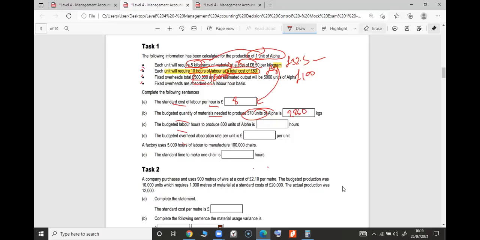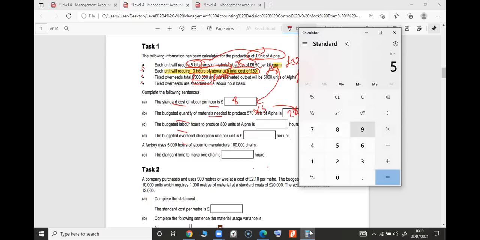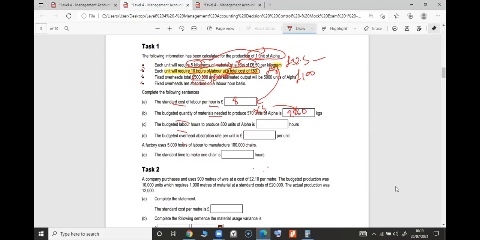It's just 570. If each unit takes 5 kg, 5 times 570 equals this. You can try it on your calculator. 5 times 570. Thank you, Richard, Natalia. Well done. That's good. Well done. Good one.